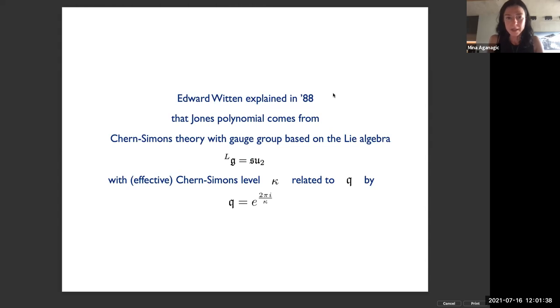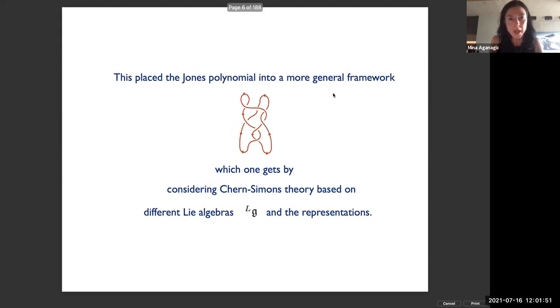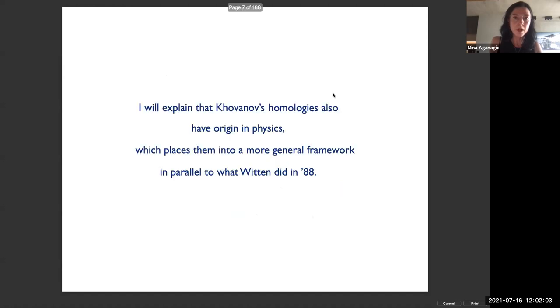Edward Witten explained in 88 that the Jones polynomial comes from Chern-Simons theory with gauge group based on the Lie algebra SU(2), with effective Chern-Simons level that's related to the variable q of the Jones polynomial. This placed the Jones polynomial into a more general framework, which one gets by considering Chern-Simons theory based on different Lie algebras and varying their representations. I'll explain that Khovanov homologies also have origin in physics, which places them into a more general framework, similar to what Witten did in 88.